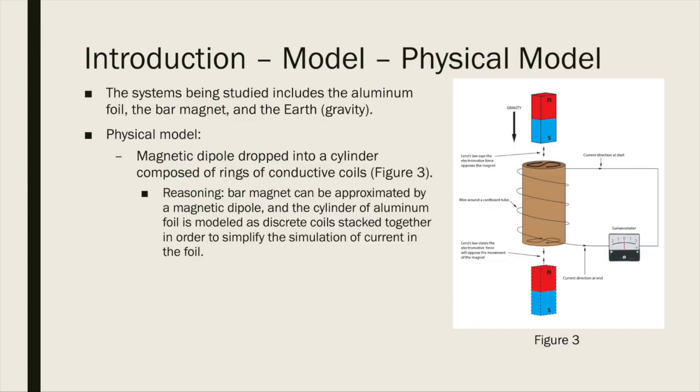Here is a brief overview of the results. The system being studied includes the aluminum foil, the bar magnet, and the Earth because of gravity. For the physical model, a magnetic dipole is dropped into a cylinder composed of rings of conductive coils, as shown in Figure 3. The reason to use this model is because the bar magnet can be approximated by a magnetic dipole, and the cylinder of aluminum foil is modeled as discrete coils stacked together in order to simplify the simulation of current in the foil.